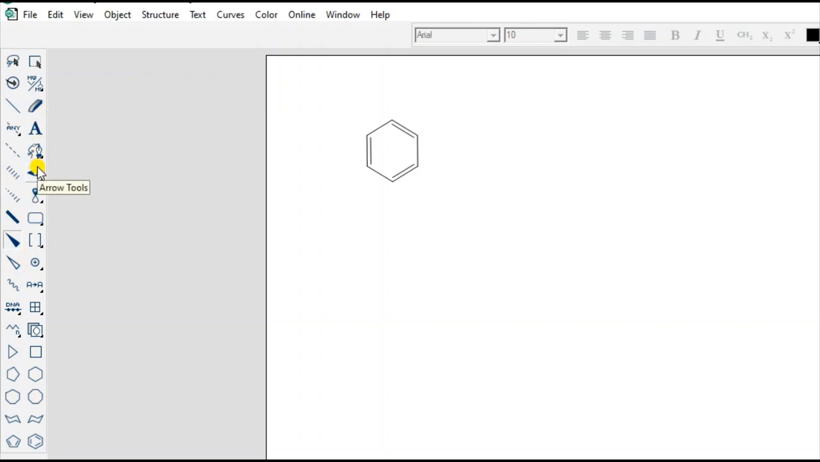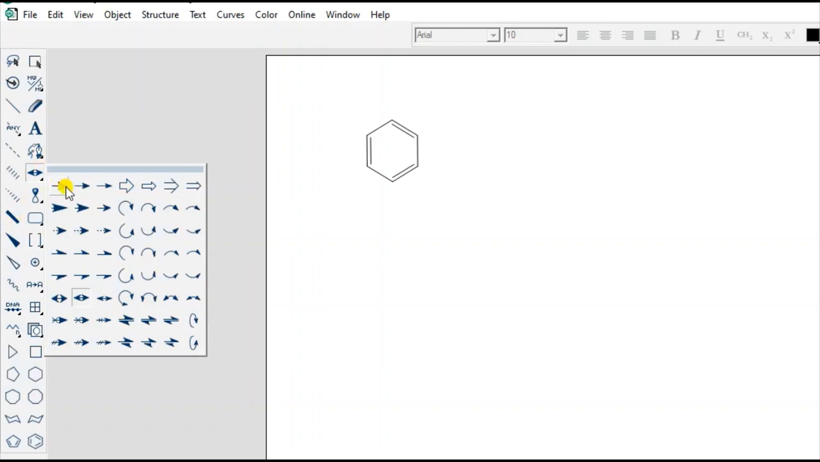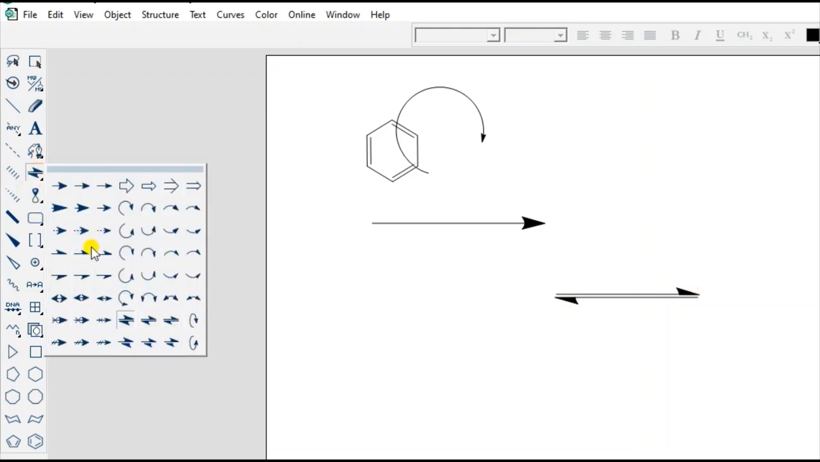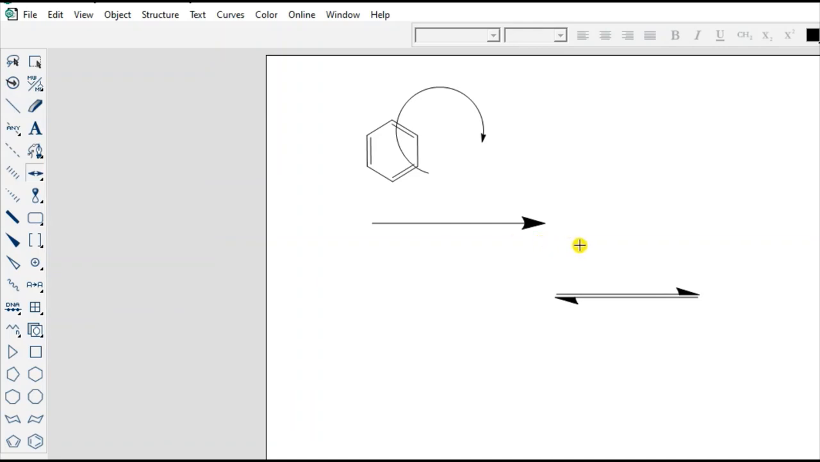Next is the arrow tool. We use arrows in chemistry for several purposes. Like it is used to draw the equation, this arrow, and next there are many arrows. These are used while drawing the mechanism to show the transfer of electrons from one species to another species. Further we have this arrow to show the equilibrium, and there is another arrow. This arrow is used to show the resonance.